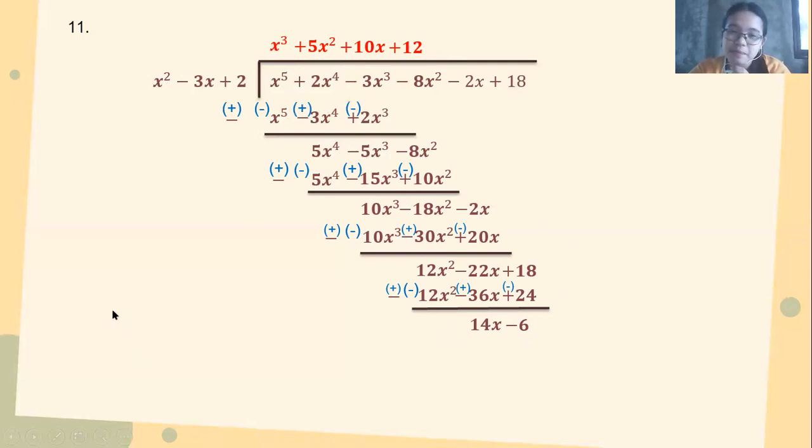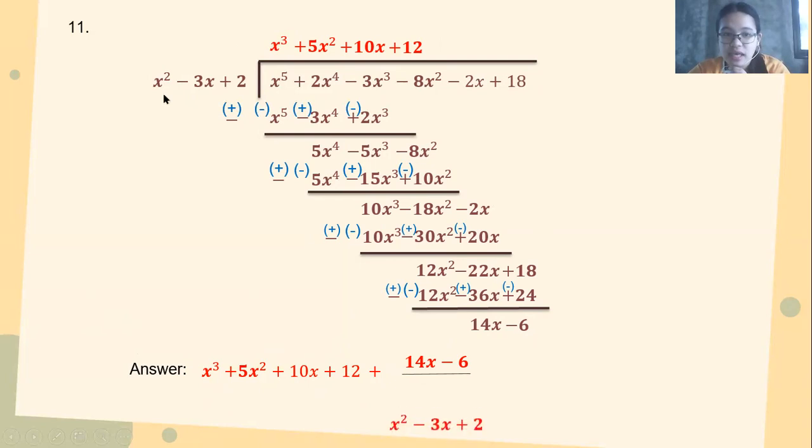So, ang pagsulat ng final answer natin is yung ating quotient, which is x cubed plus 5x squared plus 10x plus 12 plus the remainder, which is 14x minus 6 over the divisor, which is x squared minus 3x plus 2. So this will be our final answer.